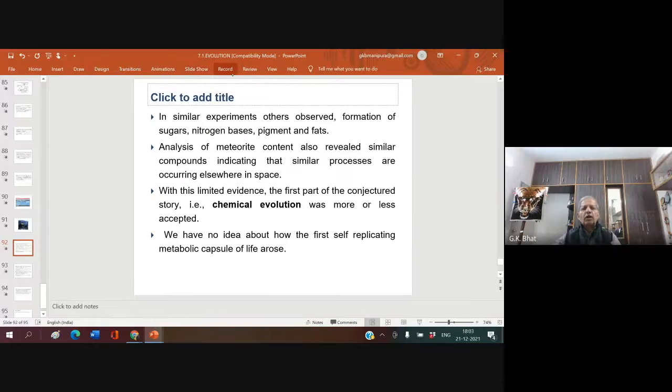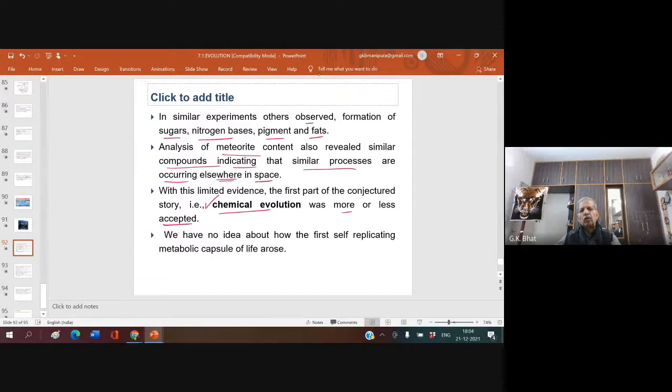Okay. In similar experiments, others observed formation of sugar, nitrogen bases, pigment, fats, etc. Analysis of meteorite content also revealed similar compounds, indicating that similar processes are occurring elsewhere in space. With this limited evidence, the first part of the conjecture story, chemical evolution, was more or less accepted. So, Stanley Miller's experiment agrees with chemical evolution.